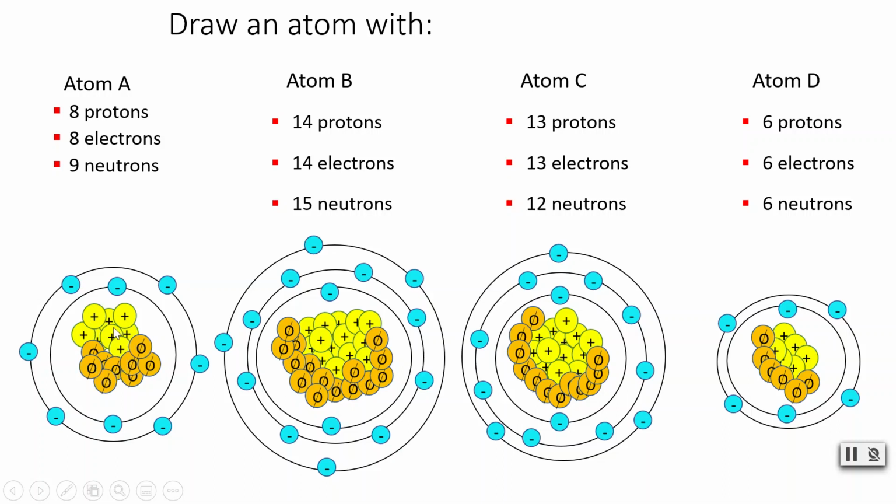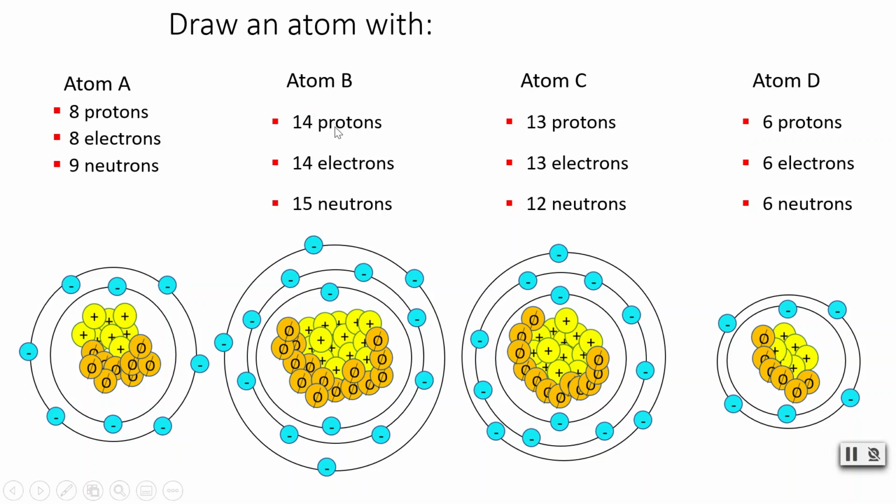We also have 8 electrons that need to go in orbitals. So we have 2 electrons in the smallest shell, which would leave us 6 electrons to go in that second shell.